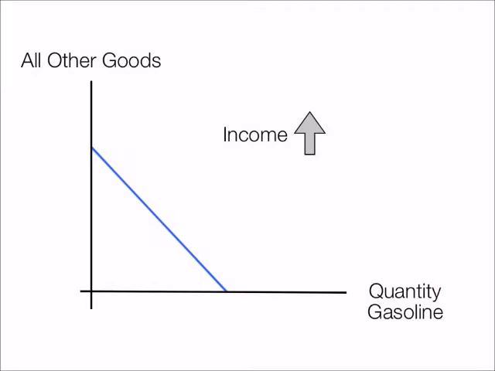In this slide, I'm going to talk about the impact of income on a budget line. Remember, the blue line is the budget line. As income goes up, the budget line shifts outward, and as income goes down, the budget line shifts inward.